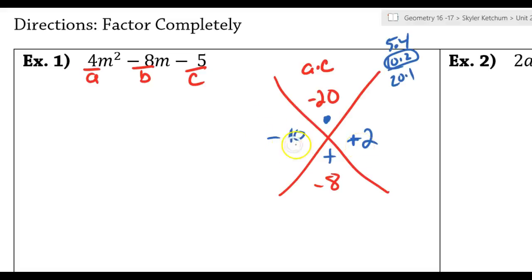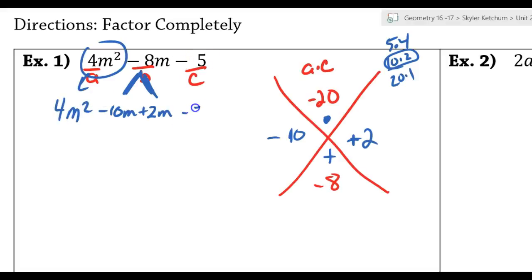What we're going to do now is take these factors and go back to our original three terms. We're going to take negative 8m and break it up into the two parts that we found, negative 10m and positive 2m. First term does not change. Second term does not change. Or last term does not change. Now I have 4m squared minus 10m plus 2m minus 5.